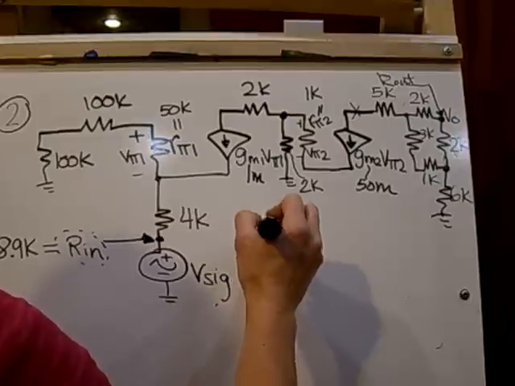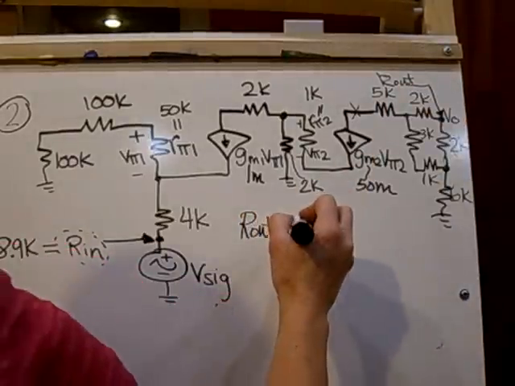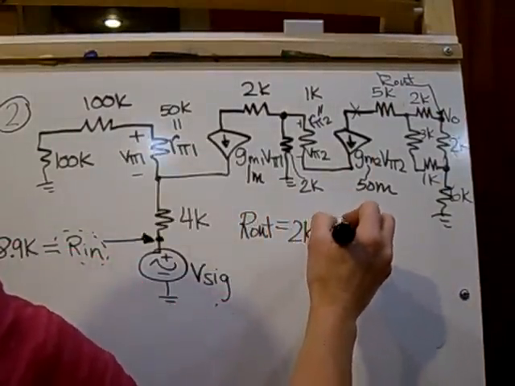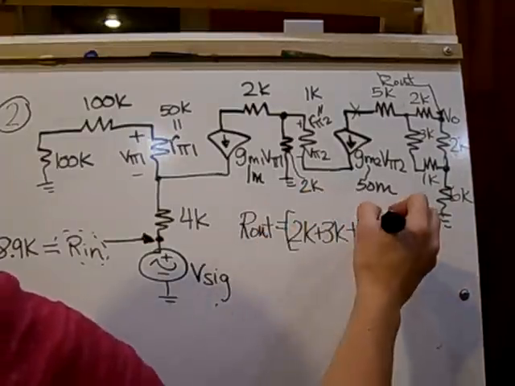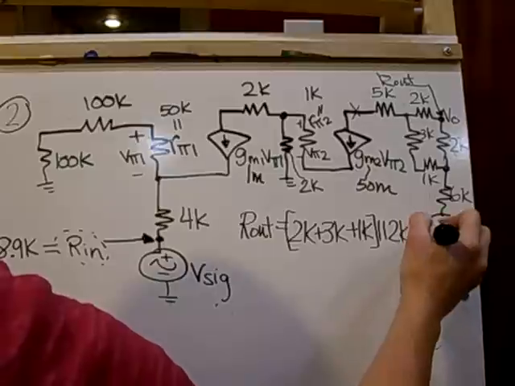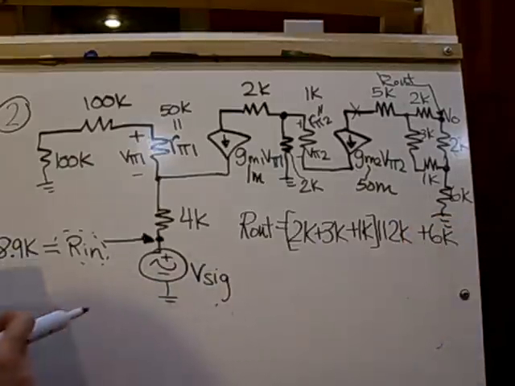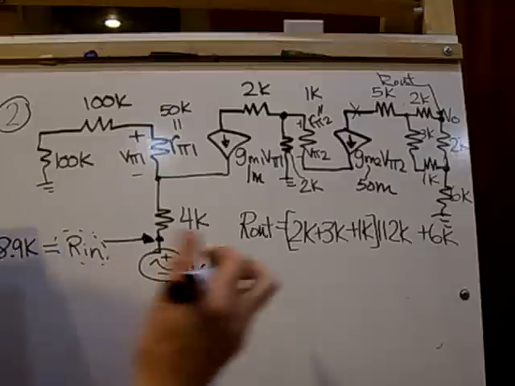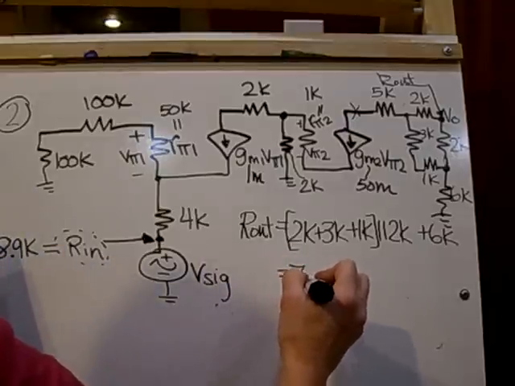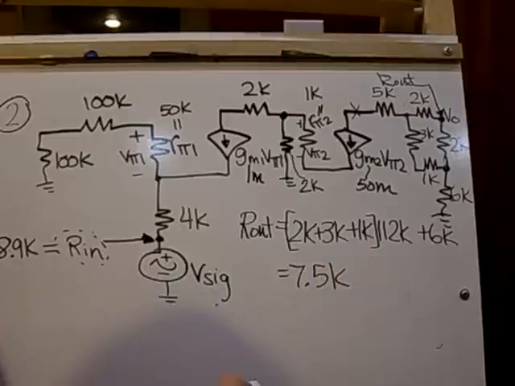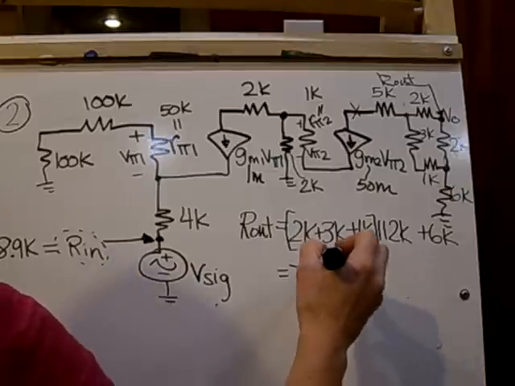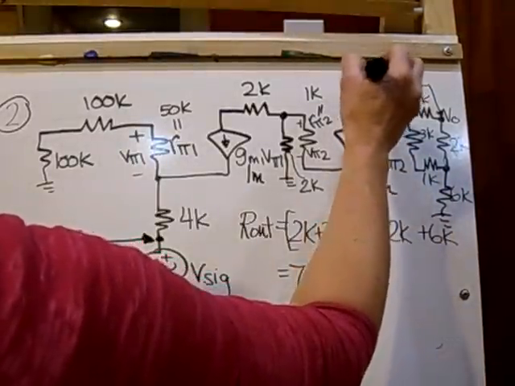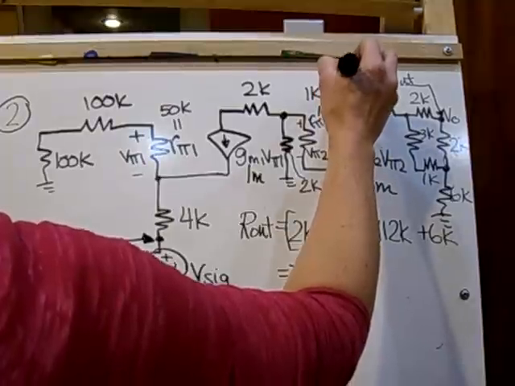So R out is equal to 2K plus 3K plus 1K, all of that in parallel with 2K, plus 6K. So that gives a value of 7.5K. Again, not great. You want usually an R out less than 1K. So I'm going to write this up here as 7.5K.